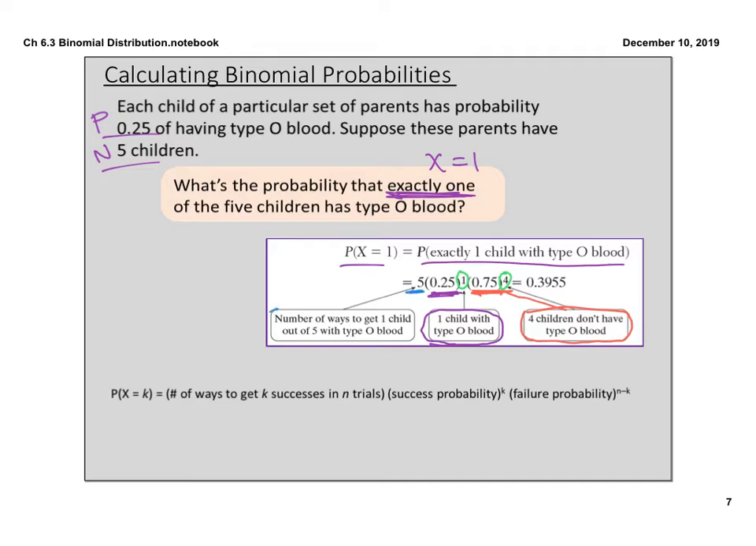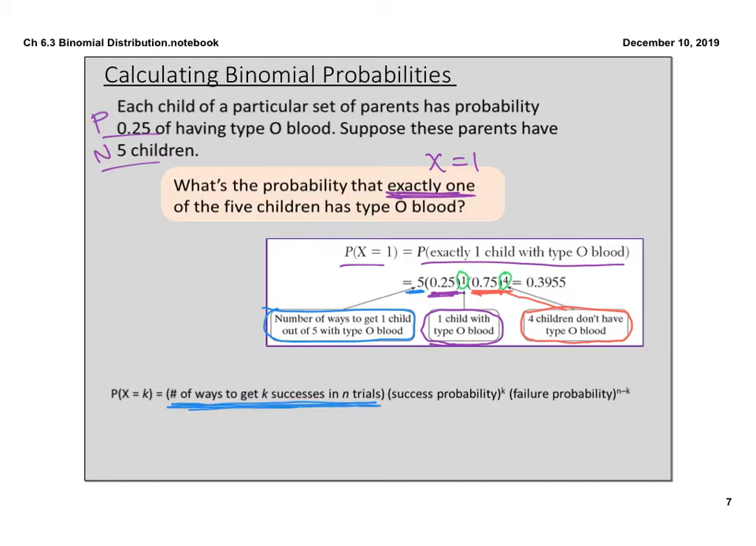That 5 right there is the number of ways to get 1 out of 5 with type O blood. So if you've got 5 children in the family, there's 5 different ways that you can have 1 success. It could be the first child, the second child, the third child, the fourth child, or the fifth child. There's 5 different ways that you can do that. So that is a piece that people often forget about. You have to factor in that piece right there.